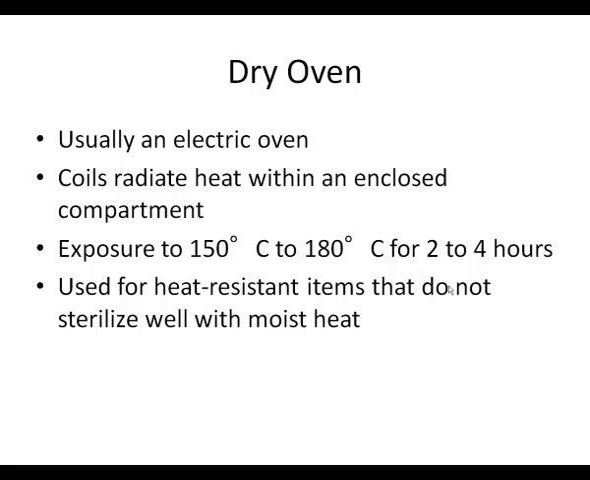Things like powders a lot of times can be dry heat sterilized. So if you needed to sterilize something at your house, you could take your oven to 350 degrees and put whatever you're trying to sterilize in there for 4 hours, and when it comes out, it would be sterile.